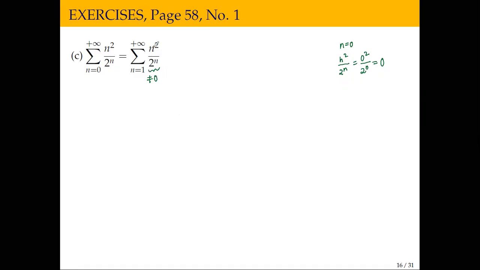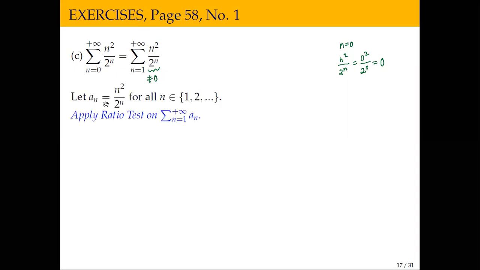Again, n squared over 2 raised to n is now non-zero for all n starting from 1. Since that is the case, we can apply the ratio test in this infinite series. Let a sub n be equal to this one for all n starting from 1. So we try to apply the ratio test in this infinite series since each term in this infinite series is non-zero.